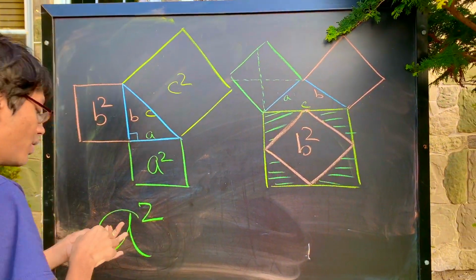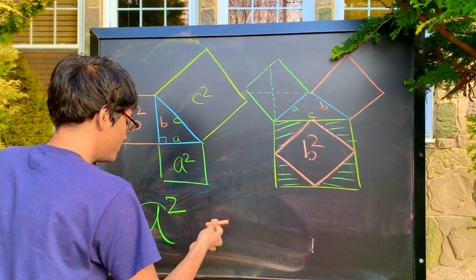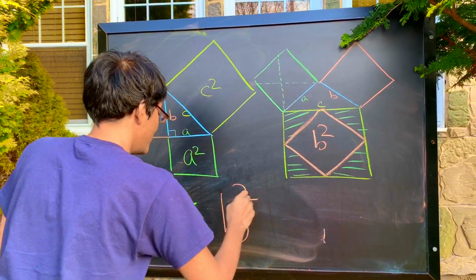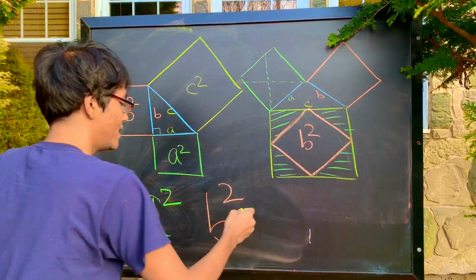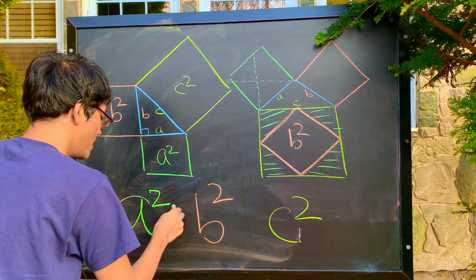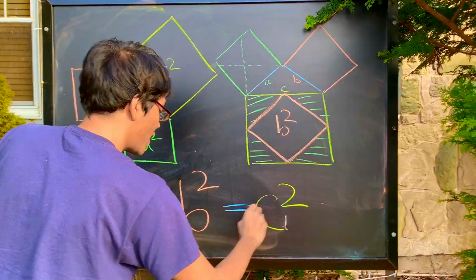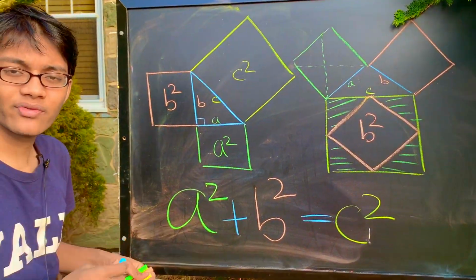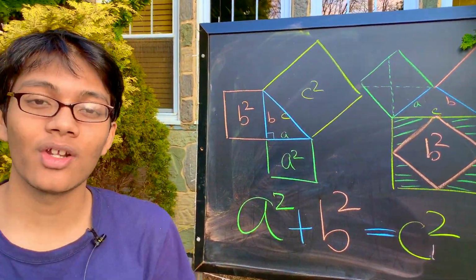which is that a squared plus b squared is equal to c squared, where c is our yellow square. And we can sum these squares up to get our final square. That's the Pythagorean theorem.